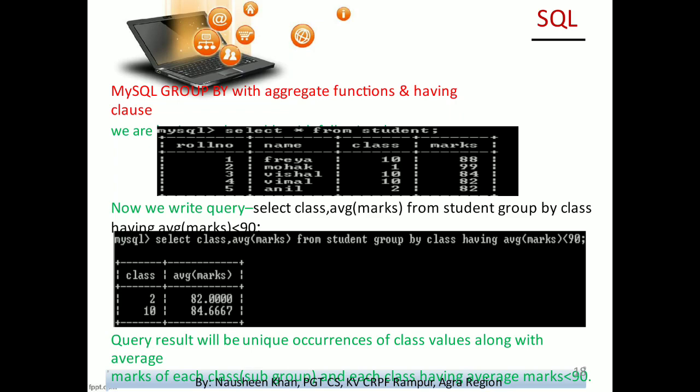It is doing the same thing as the where clause was doing up till now. But we cannot use the where clause along with an aggregate function. That means instead of where, if we are using a condition on an aggregate function, we will write the having clause. That is the only difference. Now here we will get the records where average marks is less than 90. Only those records whose average marks is less than 90.